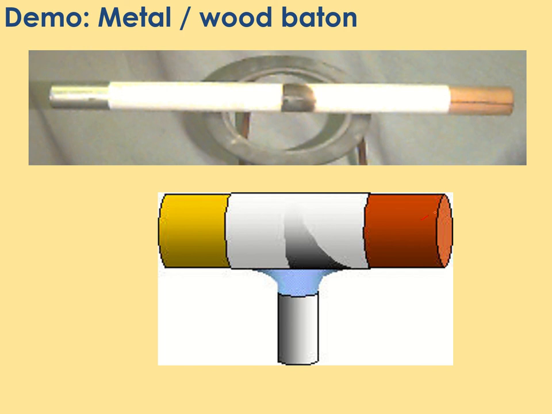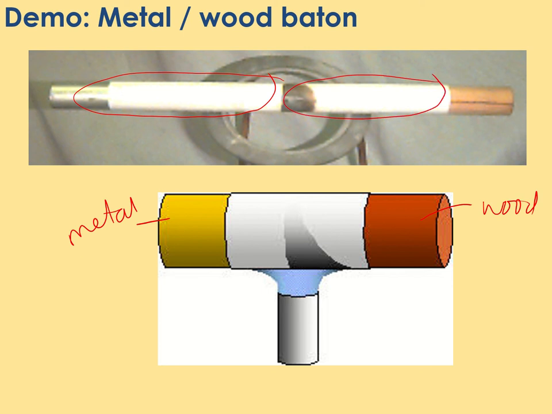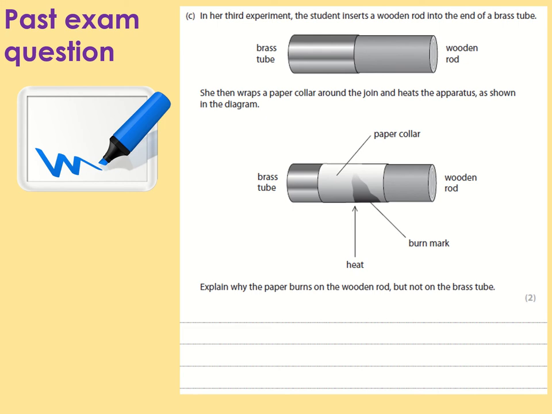This is quite a confusing picture, but this side is the wood and this side is the metal, and above you can see a photo. What ends up happening is, over the metal you can't see any charring of the paper, but over the wood you can. So here is an exam question that is asking you exactly what's going on in that scenario. You can take a read of it for yourself and then give yourself 2 minutes to answer it, then play the video again and you can see the answer.